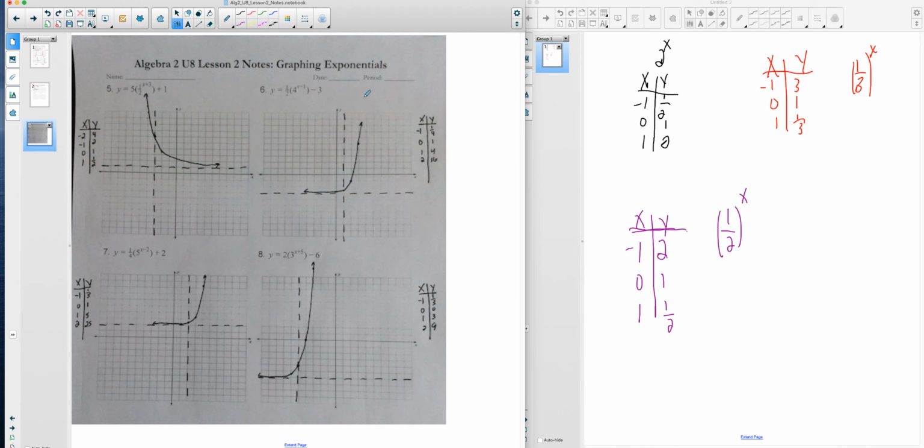And then once again, just like we talked about before, we know that the domain for all of these will be just all real numbers. And then my range for number 6 would be -3 to infinity. Now looking at number 7 here, we can see that we have a horizontal shift to the right 2. We can see that we have a vertical shift of up 2.